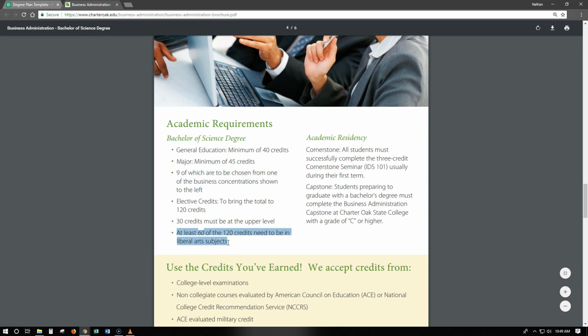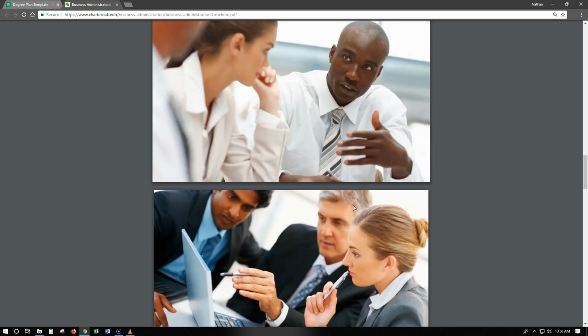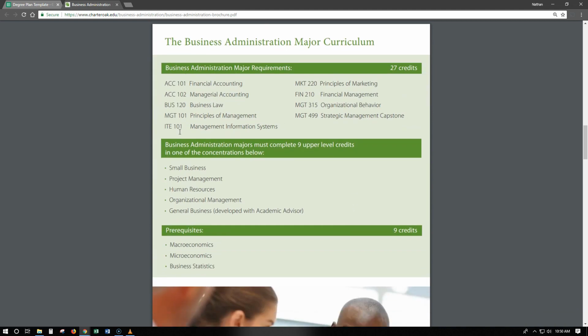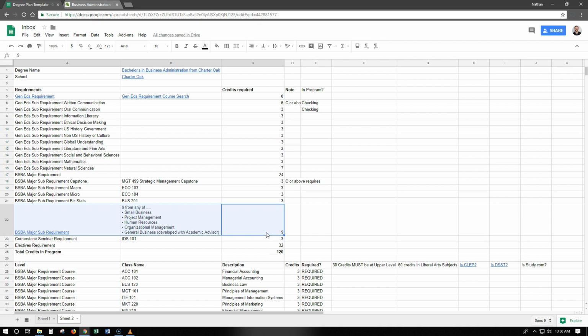60 of the 120 credits need to be in liberal arts subjects. Academic residency. All students must successfully complete the 3-credit cornerstone seminar IDS 101, usually during the first term. Now, usually means you don't actually have to complete it during the first term, but it says usually. Okay, but that is an actual requirement. Now, is that in here? IDS 101? It's not, which means that that must naturally take away from something outside of those standard 45.